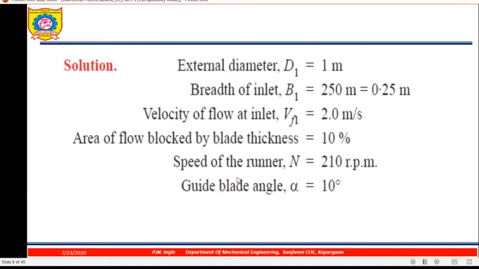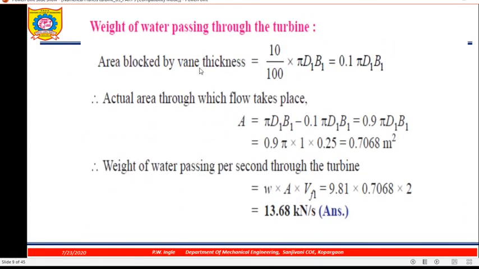So external diameter d1 is 1 meter, width b1 is given, velocity of flow is given. Area is blocked by blade thickness 10%. Speed of runner and guide plate angle are given. Area blocked by vane thickness is 10 by 100 of pi d1 b1, that is 0.1 pi d1 b1. That's why the actual area through which flow is taking place is pi d1 b1 minus 0.1 pi d1 b1. This is very important. So it is 0.9 pi d1 b1 because 10% is blocked by vane thickness.